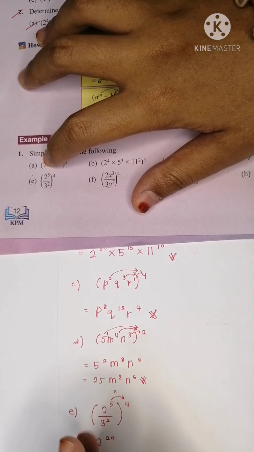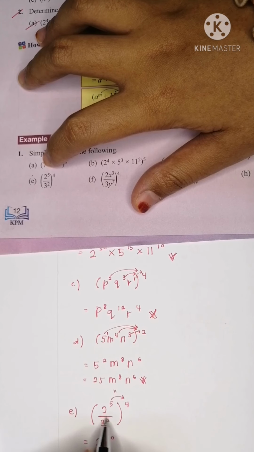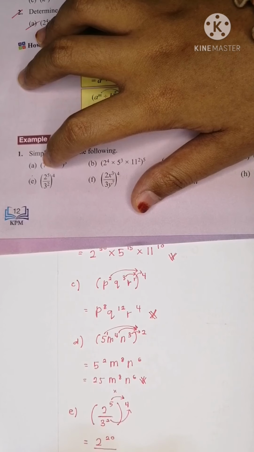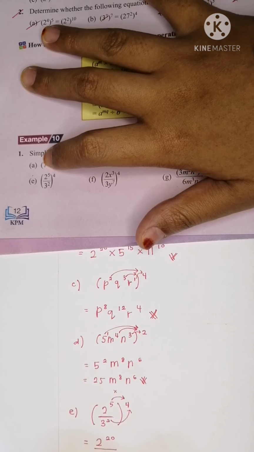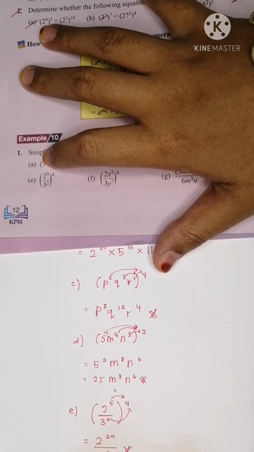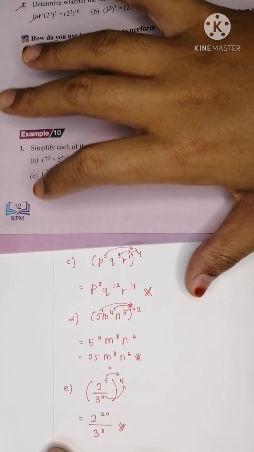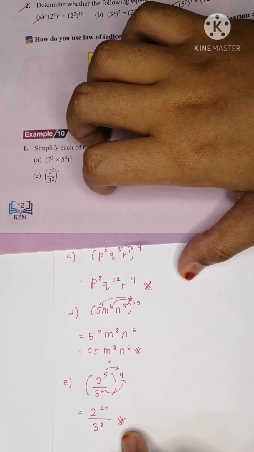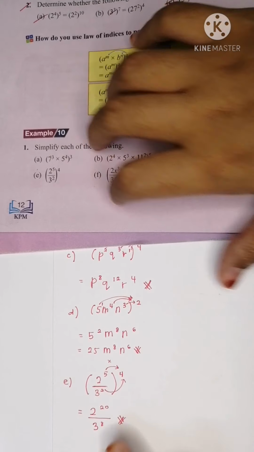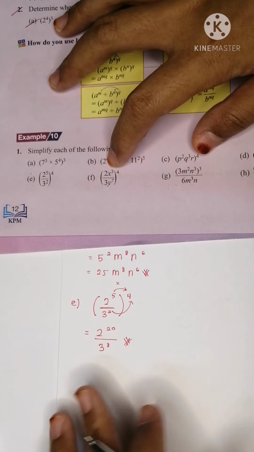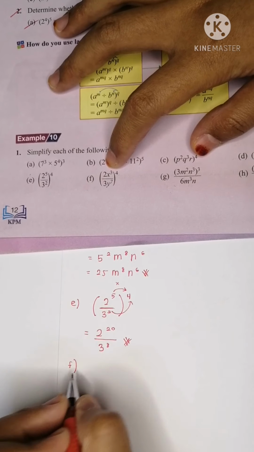Now done for the numerator. Now the denominator, this one, base 3, and the power of 2, you need to multiply also with 4. So 4 times 2, 8. So your answer will be like this. That's it. So now E is done. Now we go to F.